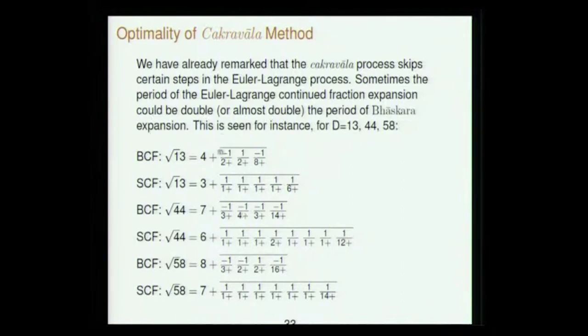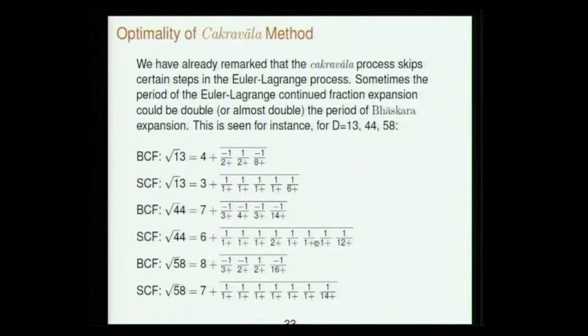I have given 5 cases. Here is a case where the period is 3 for Bhaskara, and the period is 5 in the case of Euler-Lagrange. For 44, the Bhaskara period is 4, while for the Euler-Lagrange or simple continued fraction, the period is 8. It is indeed double the number of steps. And wherever this is happening, the number of negative signs is an indicator of the number of steps which are being skipped. I am seeing your plight, but I have to complete this.